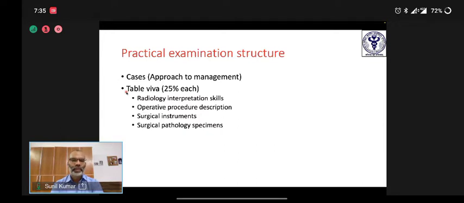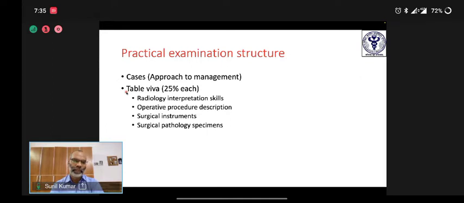Then comes the second part of the practical examination, that is the table viva part. And this is divided into four parts again. And each will be carrying 25% weightage. So the important thing is that they are not interlinked. It's not like if you did badly in radiology, that is going to carry over to operative procedure description or surgical instrument, or for that matter, if you did very well in surgical instrument, that impression will be carried to surgical pathology either. It's not like that. So they are independent sections and you have to take them on their own.